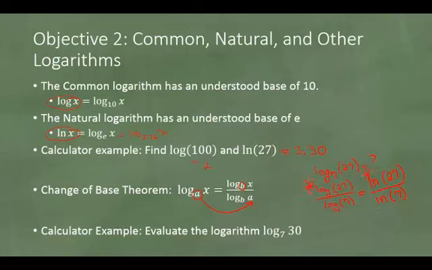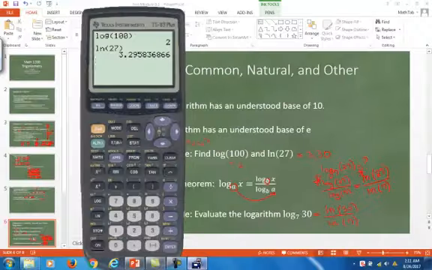So let's try that. We're going to find the log of base 7 of 30. And remember, we need to use our calculator, so we're going to do natural log. You can do common logarithm if you want. Natural log of 30 over natural log of 7. Alright, so let's try it. Natural log of 30 over natural log of 7.